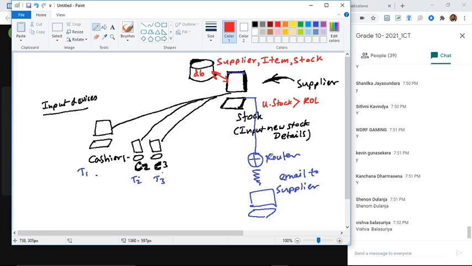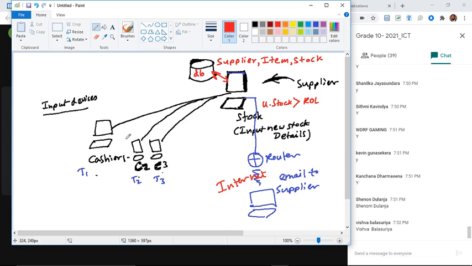Automatically, through the router, it will connect to the supplier and send a purchasing order through the internet. So router means you are connecting with the internet. You are connecting to the supplier and sending an email. What kind of order do you require? Or a fax or some other method. So this can be through the internet or any other process, sending the purchasing order.